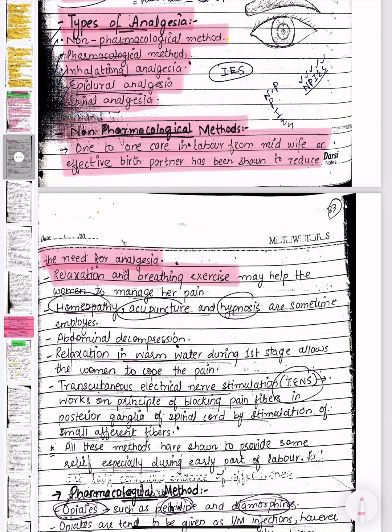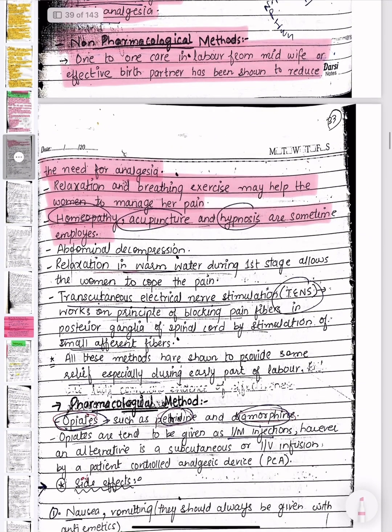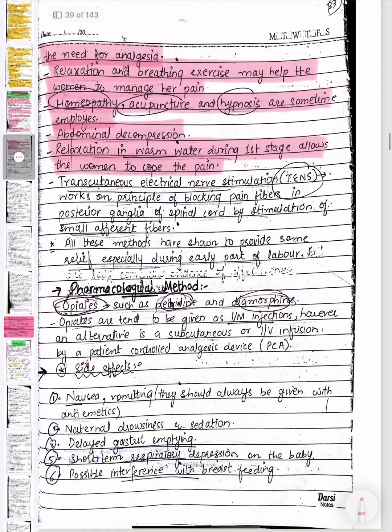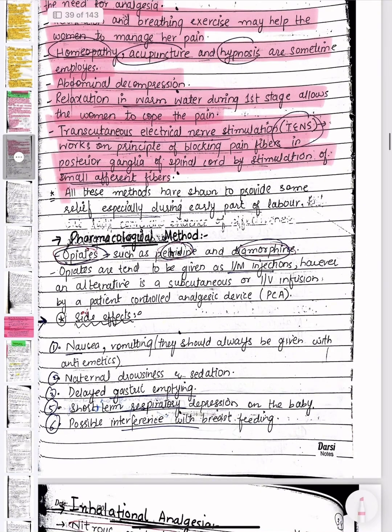Relaxation and breathing exercise may help the woman to manage her pain, and homeopathy, acupuncture, and hypnosis are sometimes employed. Abdominal decompression. Relaxation in warm water during first stage allows the woman to cope with the pain. Transcutaneous electrical nerve stimulation works on the principle of blocking pain fibers in the posterior ganglia of the spinal cord by stimulation of small diameter fibers. All these methods have shown to provide some relief, especially during early part of labor.